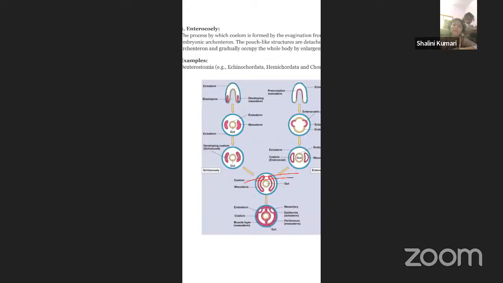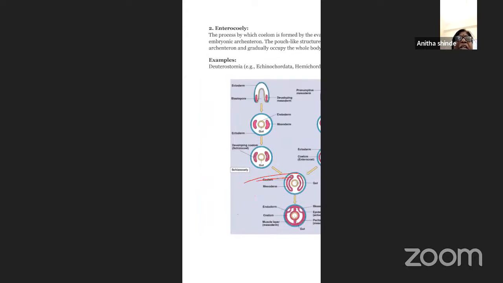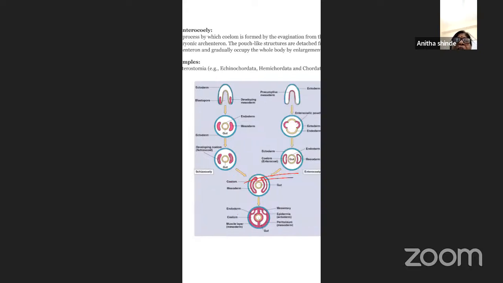You can follow either of the methods. Either you can say there are two modes regarding the origin of coelom, or you can say four different methods. Here they have talked about only two: one is schizocoely and the other is enterocoely. Examples for these are protostomia, and echinodermata, hemichordata as well as chordata for the deuterostomes.